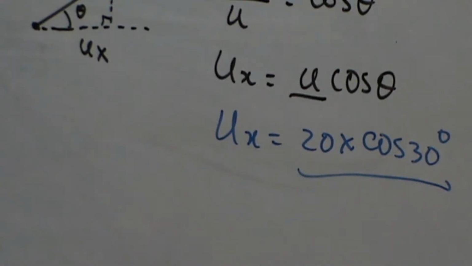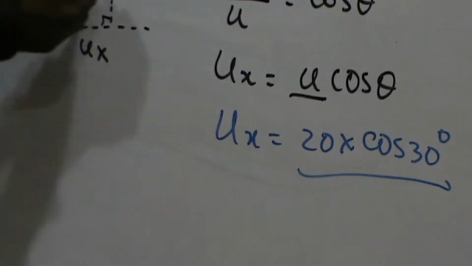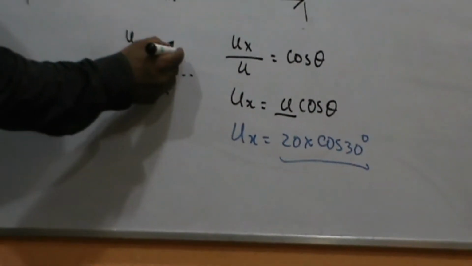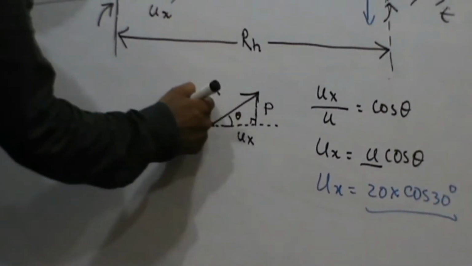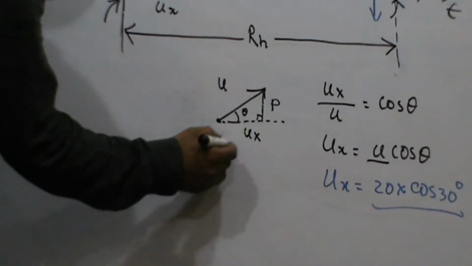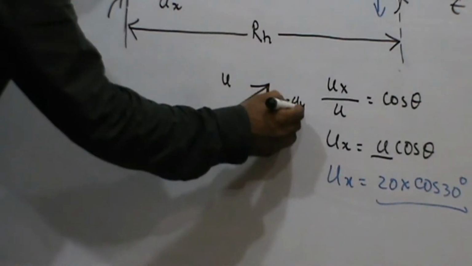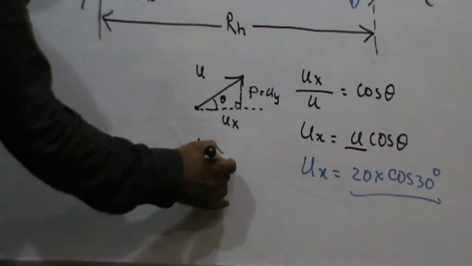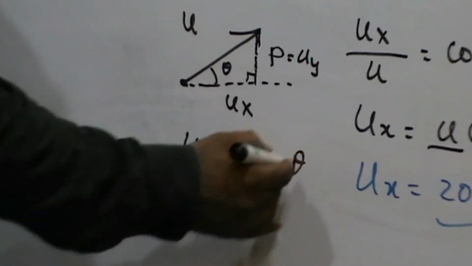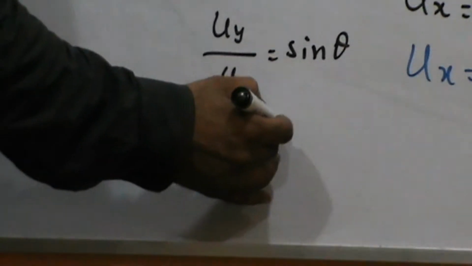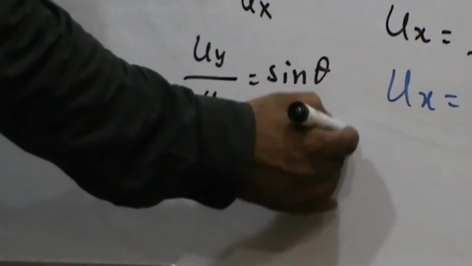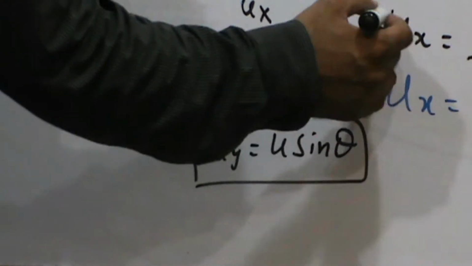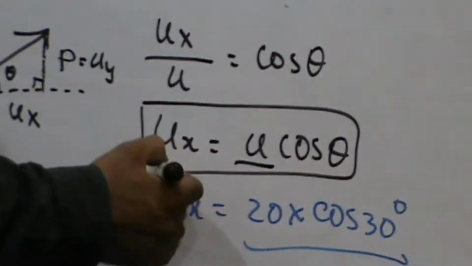If I ask you to find the vertical component, this is the vertical component. When we find it, it is the side opposite to the angle, which is the perpendicular, and the hypotenuse is u. So we can write perpendicular over hypotenuse, uy over u, is equal to sin theta. So the y component uy is going to be u sin theta. This is the vertical component of this velocity. This is the horizontal component of the velocity.